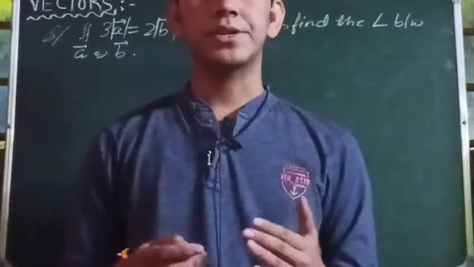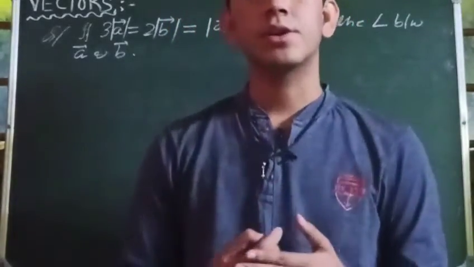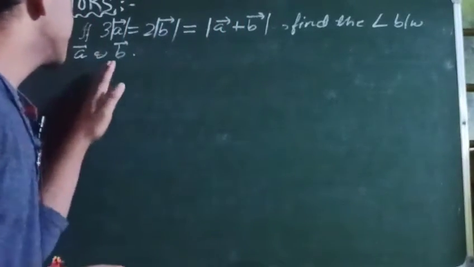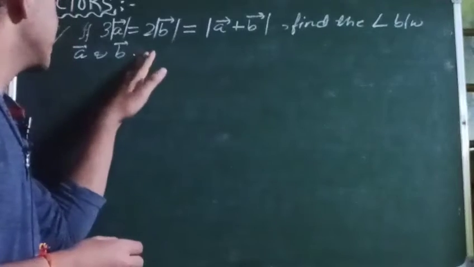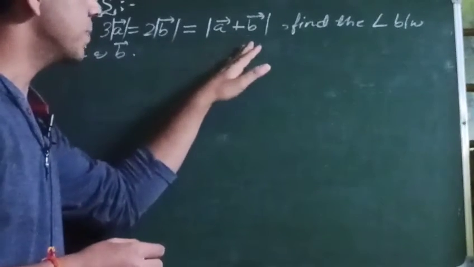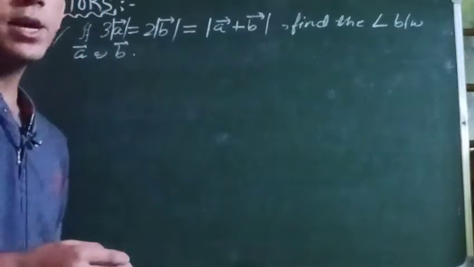Proceeding further in vectors, we are going to solve a few set of problems. Now, let's start with the first one. Here, in this question, we are given that if 3 times mod of A vector is equal to 2 times mod of B vector is equal to mod of A vector plus B vector, then we are required to find the angle between A vector and B vector.